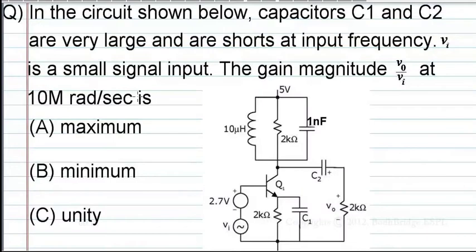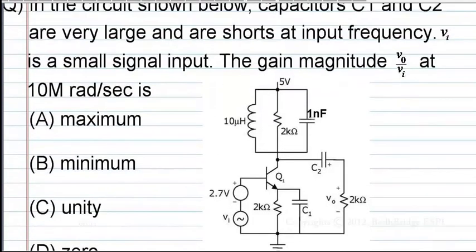In the circuit shown below, the capacitors C1 and C2 are very large and are short at the input frequency. Vi is the small signal input. The gain magnitude V0 by Vi at 10 mega radian per second is: the options given are maximum, minimum, unity, 0.